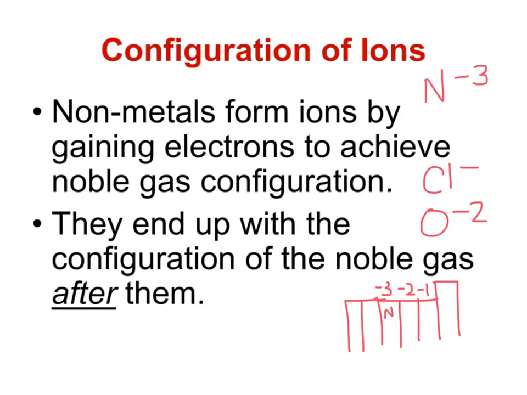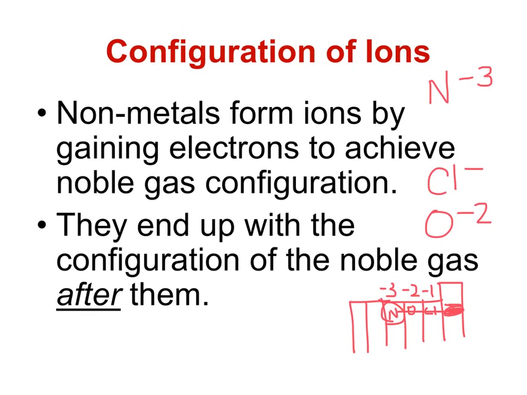Nitrogen would be here, chlorine is here, oxygen is in this column, and by looking at these columns, the easiest way for this to get a full outer shell is to gain 3, and it'll look like this noble gas. If oxygen gains 2, then it will look like a noble gas. And if chlorine gains 1, it will look like a noble gas. So oxygen forms a -2 because by forming a -2, it now has 8 in its outer shell. When chlorine gains 1, it now has 8 in its outer shell. When nitrogen gains 3, it now has 8 in its outer shell. And the easiest way to get to 8 is to gain.